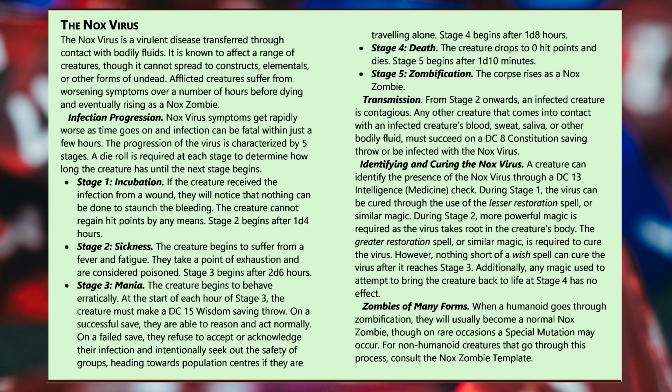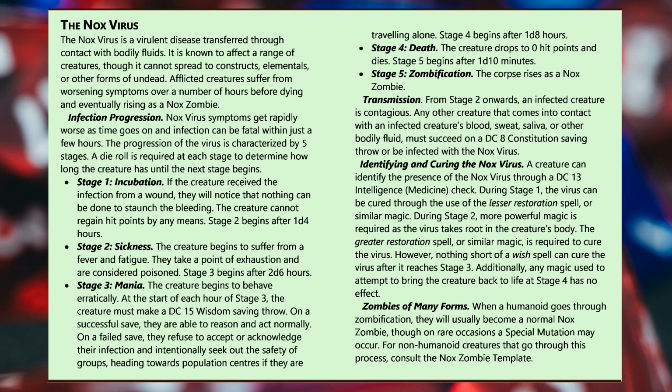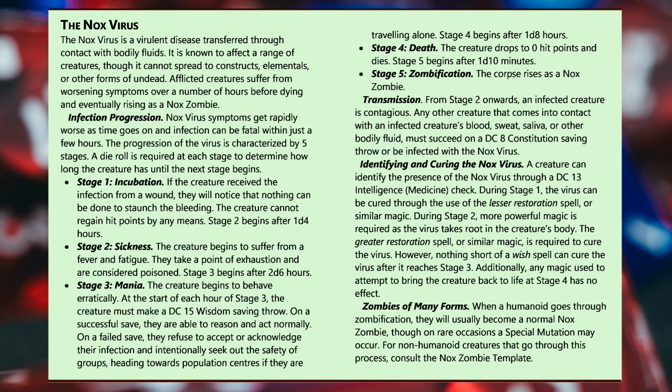Stage 1. Incubation. If the creature received the infection from a wound, they will notice that nothing can be done to staunch the bleeding. The creature cannot regain hit points by any means. Stage 2 begins after 1d4 hours. Stage 2. Sickness. The creature begins to suffer from a fever and fatigue. They take a point of exhaustion and are considered poisoned. Stage 3 begins after 2d6 hours.